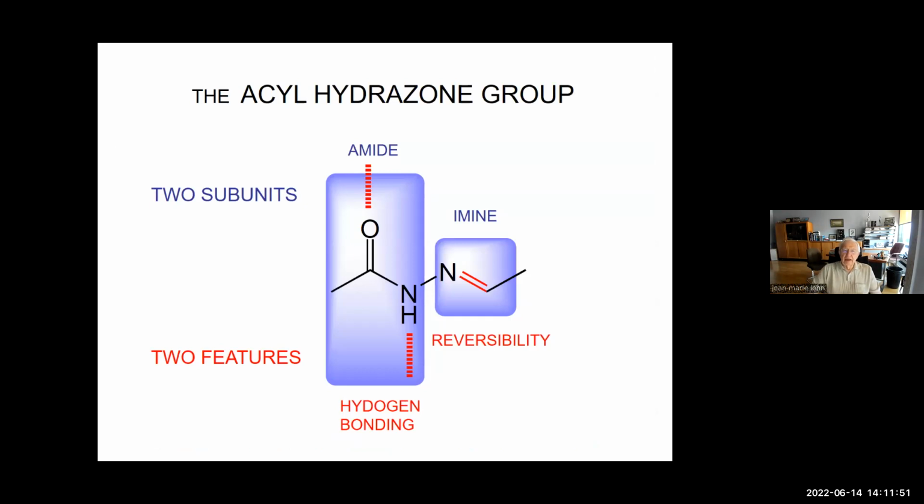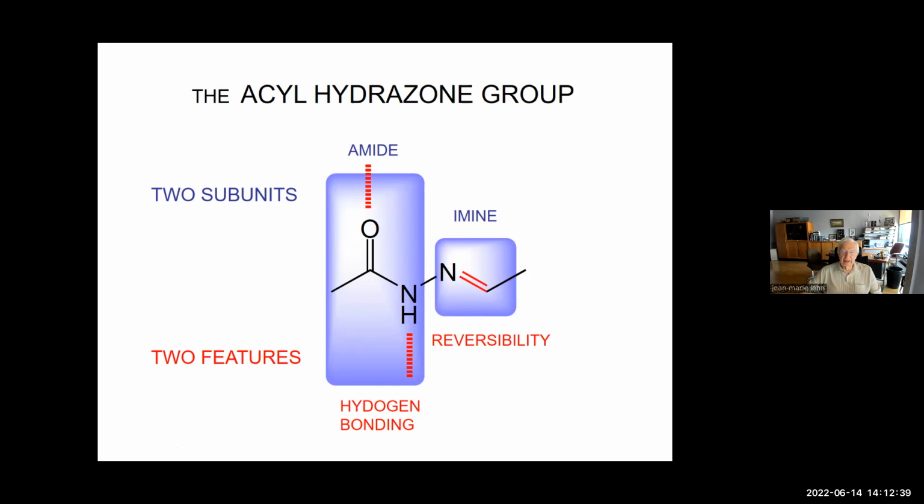Now, this acyl hydrazone group I have mentioned is of special interest, although I will not use it very much, because it has two interesting features. On one hand, it has two different types of groups, an amide and an imine, which provide the amide with hydrogen bonding and the imine with reversibility. You can also see that this is like a peptide bond, and the imine next door, just nearby, will provide dynamics to this type of compound.